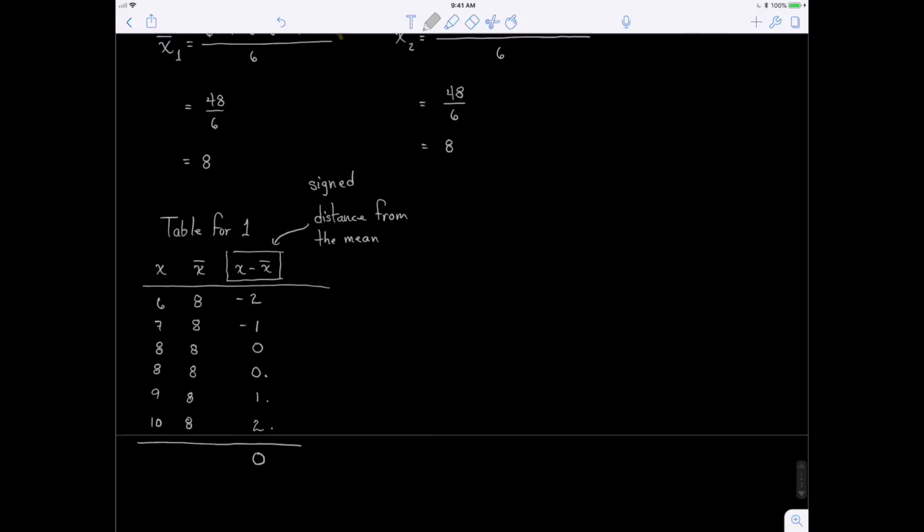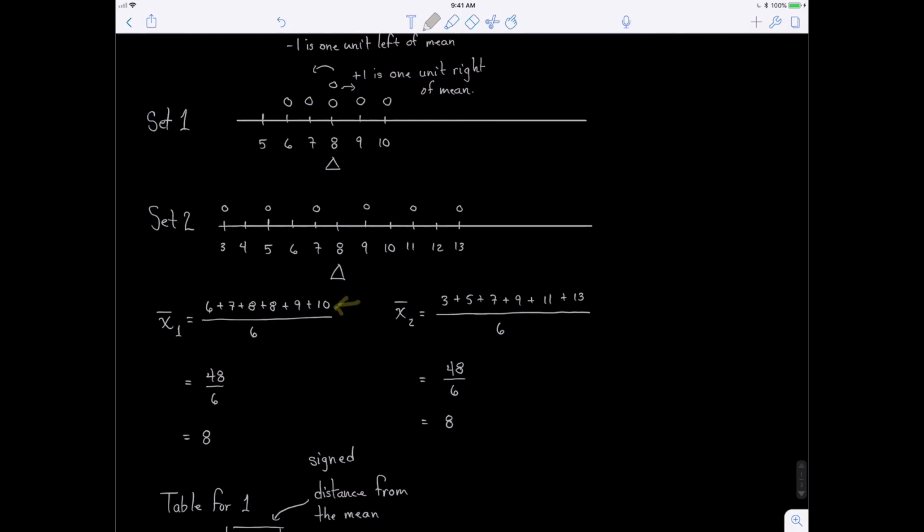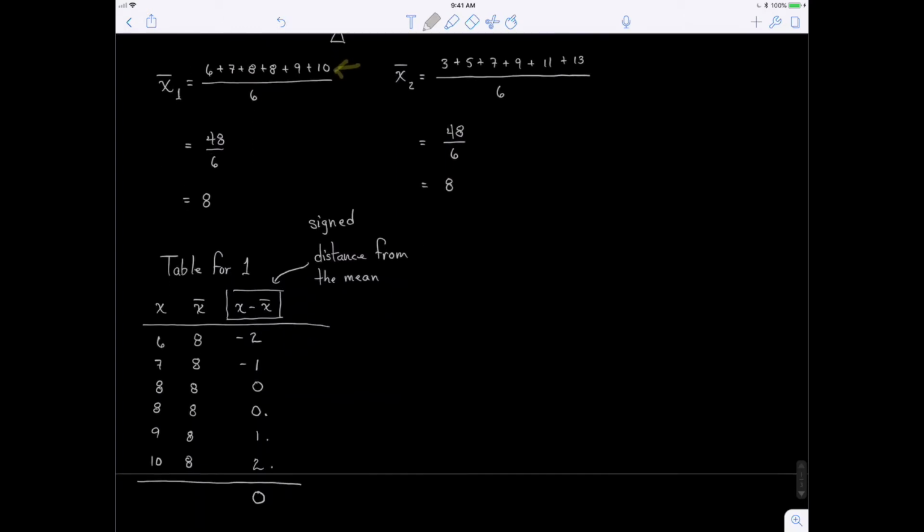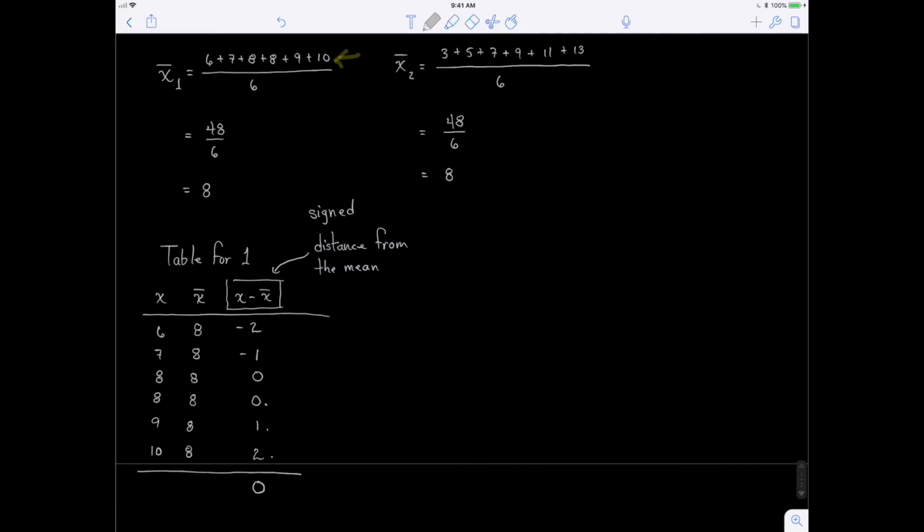Well, when I come up and I look at that first data set, I can very easily tell you that there's more spread than 0. So how do we fix that? Well, here's what we do. We take our x minus the x bar and we square it. Because now that will make all of those distances positive.